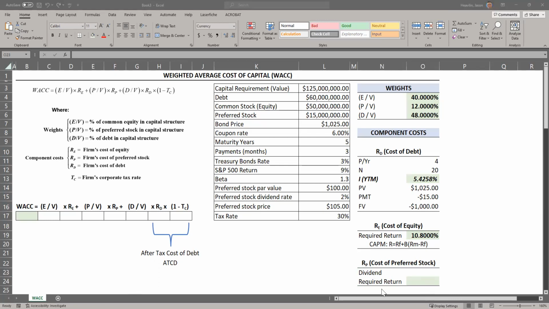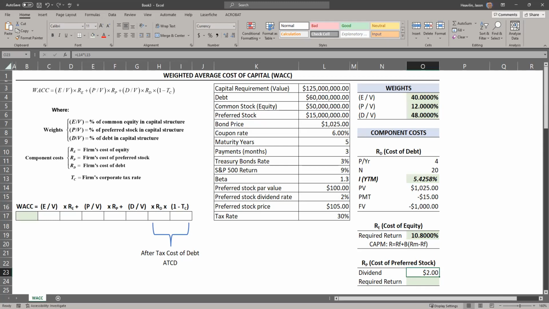So our dividend is going to use the par value and the dividend rate. So we're going to use these two numbers. Okay. Now all we do is we take the par value of the preferred stock multiplied by the dividend rate, and that is $2. That's the dividend they pay on the preferred stock.